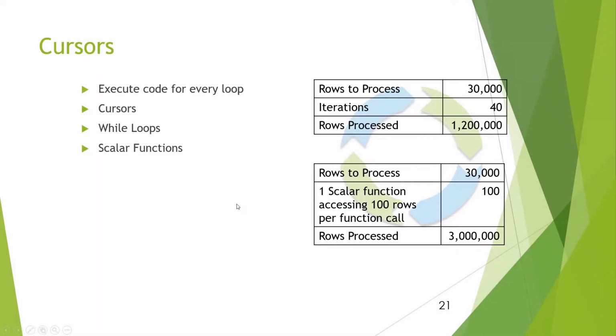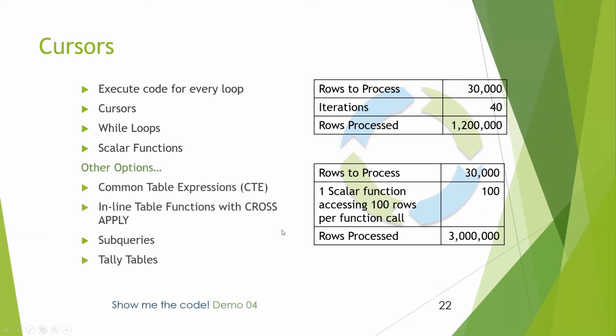So cursors, why are cursors bad? They're executing the same code over and over again. So if you're processing, say, 30,000 rows and you need to have 40 iterations, you're going to get over 1 million rows processed. The scalar functions we saw can do the exact same thing. What are some other options?